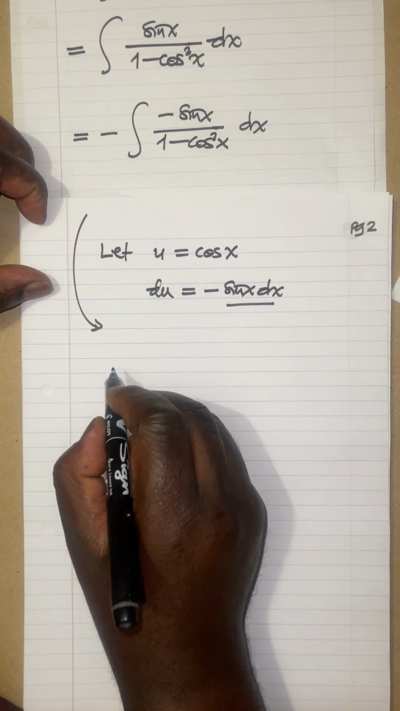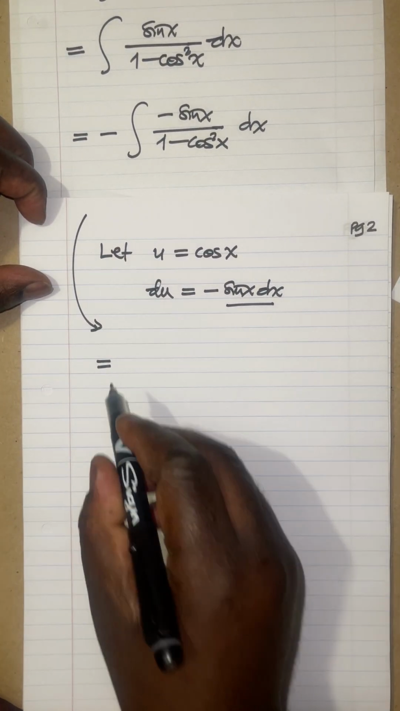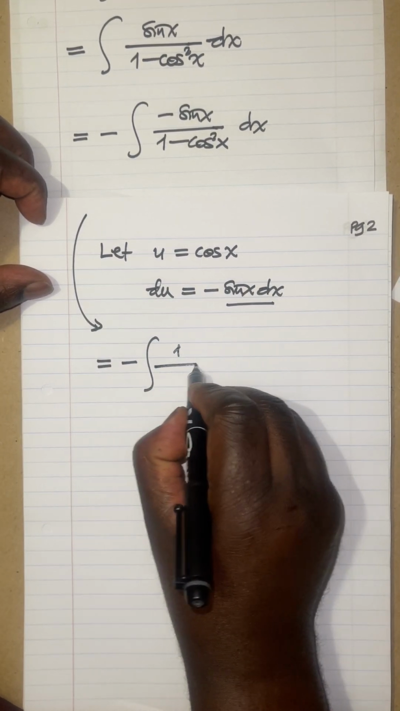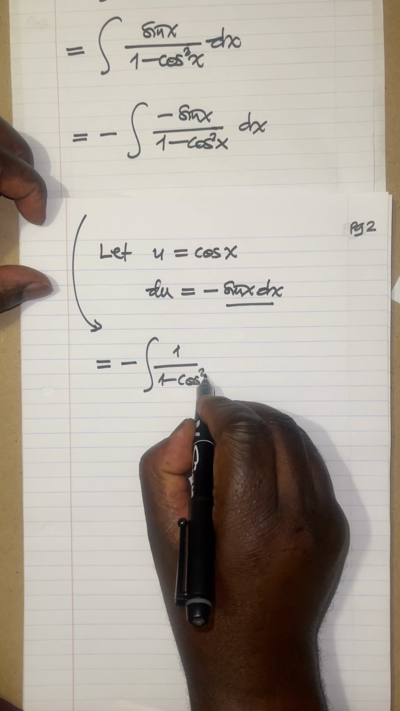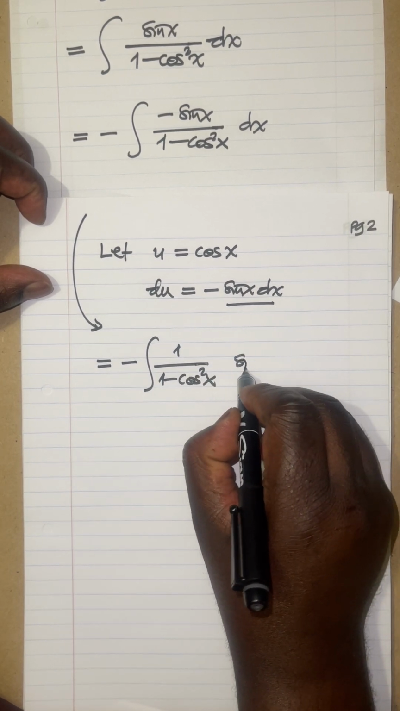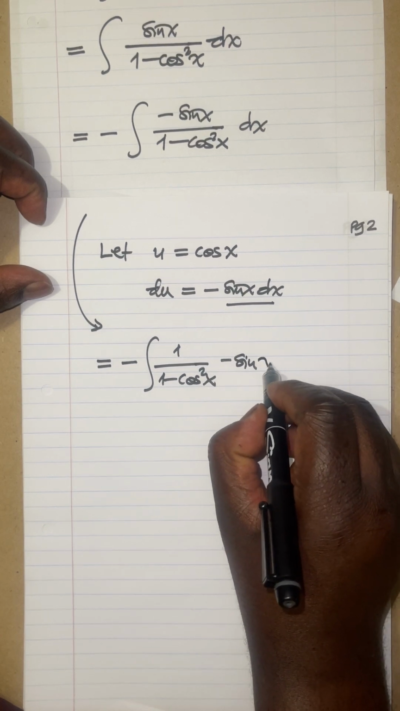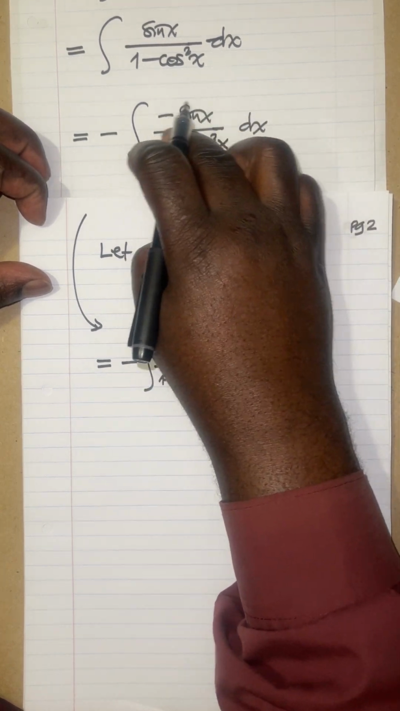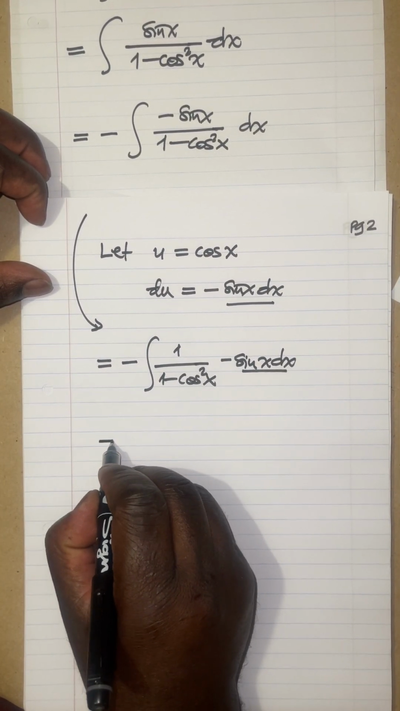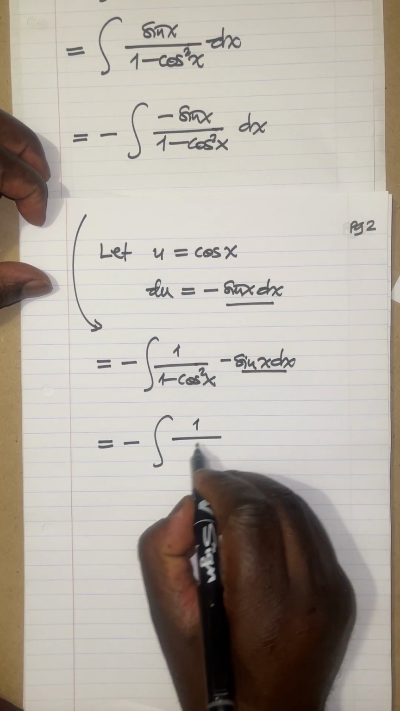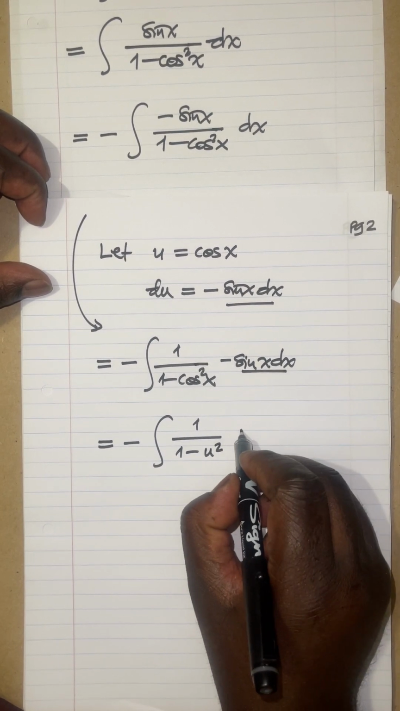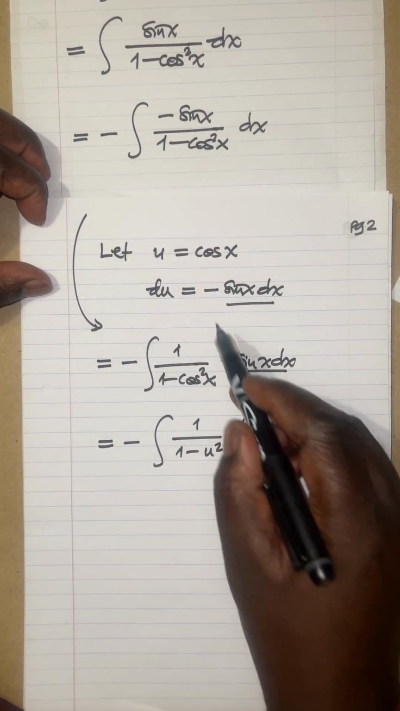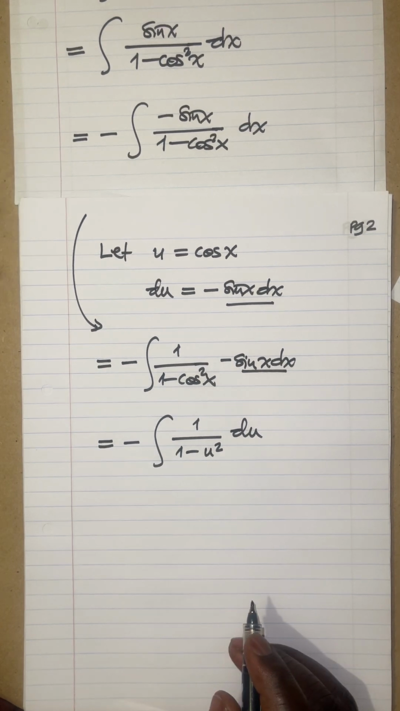So I'm going to bring that integral down here, and I'm going to say minus the integral of 1 over 1 minus cos squared x, and then I must put sine x, minus sine x dx together like this. This integral is exactly this one, as you can see up here. Why am I doing this? Because now I want to say this is equal to the integral of 1 over 1 minus u squared du. Remember, du equals minus sine x dx. And then cos x is actually u. This is what I have.